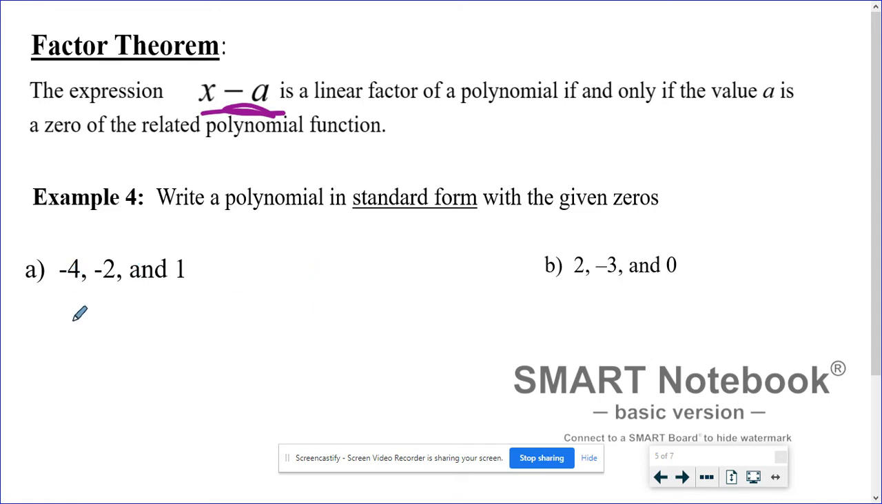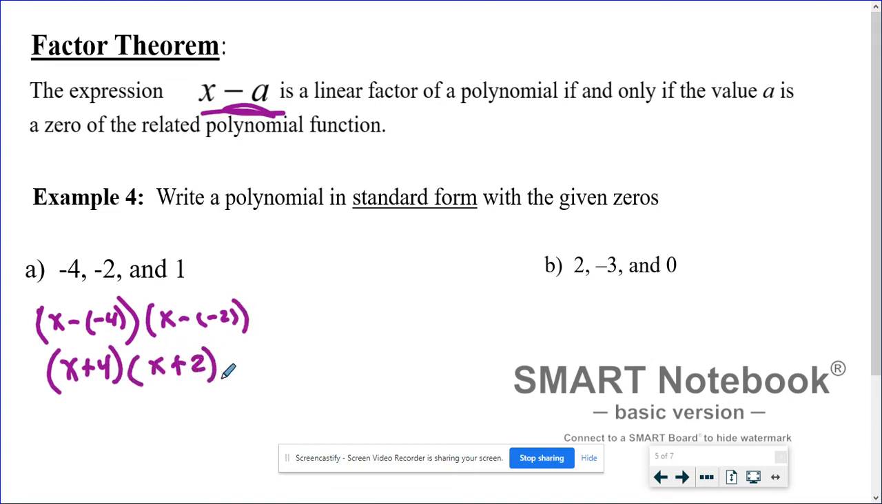So if -4 is a 0, x minus -4 is a factor that it came from. So minus and negative would just make it plus. -2, same thing, x minus -2. So that means x plus 2 is a factor it came from. If it's positive, it's minus, right? So it'd be x minus 1. So these are the factors that these zeros came from. If I need it in standard form, that means multiply it together. If this word was factored, then you could leave it like this. If it says standard, that means multiply it together.